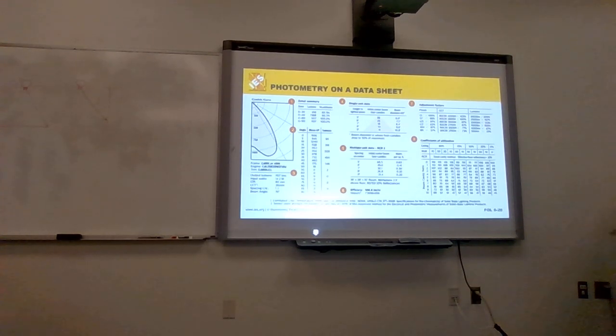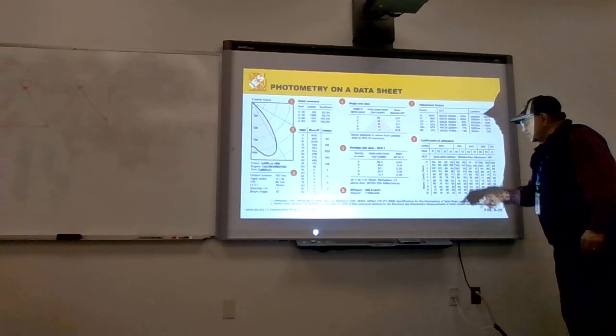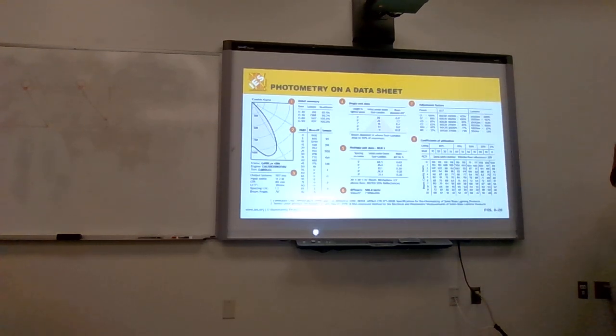We're going to talk about all of these factors in another minute or two, but we're going to talk about the coefficients of utilization. And this will appear on your cut sheet. We'll have an example of that.